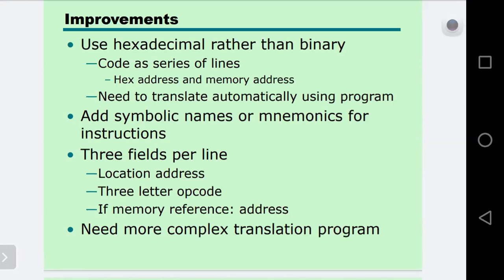The second one is the 3-letter opcode. 3-letter opcode means ADD, SUB, and for multiplication, MUL, this kind of 3-letter opcode. And the memory reference address is for the operand. So there will be 3 fields per line. But what is the problem with this kind of programming? It needs a more complex translation program. Actually, in binary it is really very difficult to write a program. If instead of binary we write in hexadecimal and use a program which translates hexadecimal to binary, still this kind of program is more complex, even for the translation.